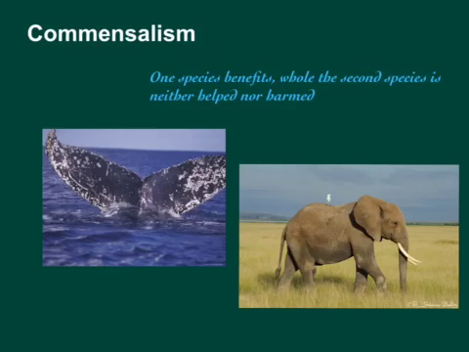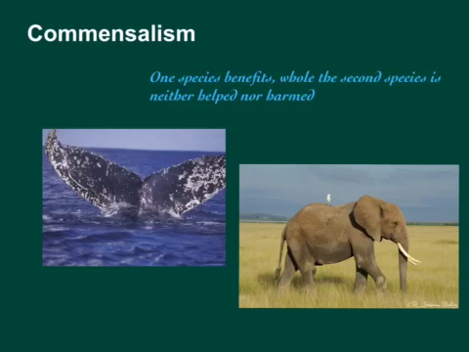Okay, commensalism. This is an interaction between two species where one species benefits while the second species is neither helped nor harmed. On this picture, you could see on the whale's tail that the barnacles are able to live on there, while the whale doesn't benefit at all from that relationship. It doesn't really help it, but it doesn't harm it either.